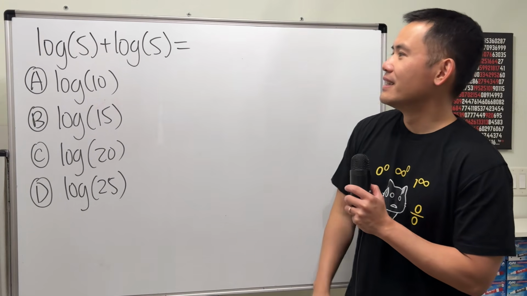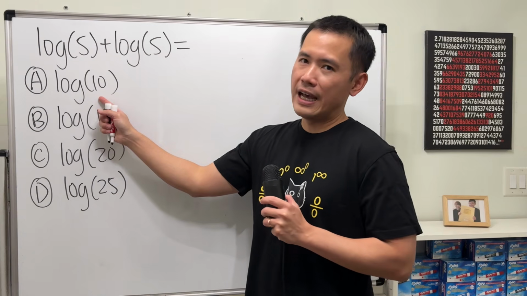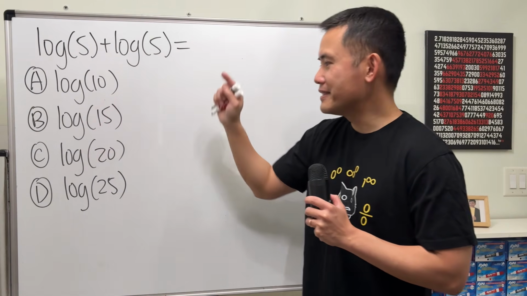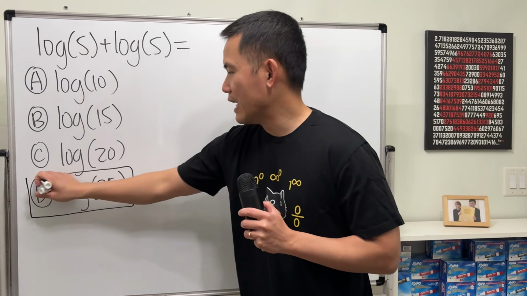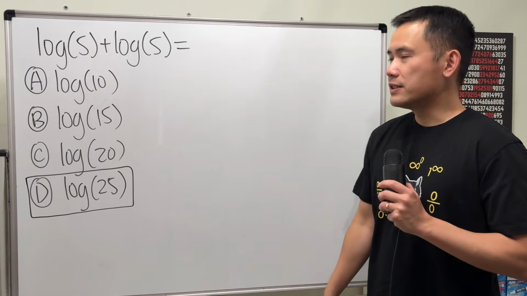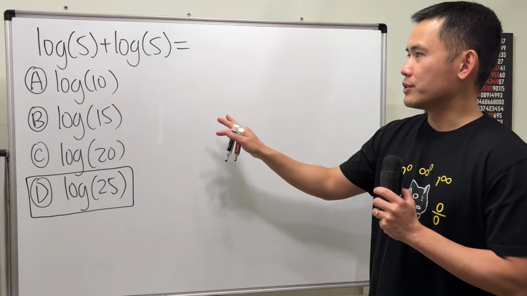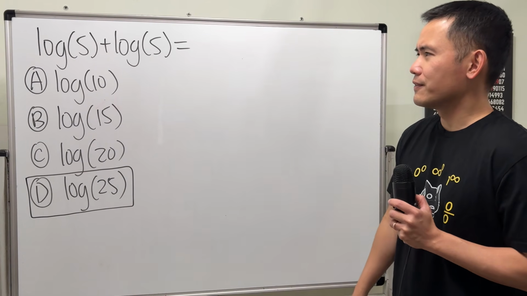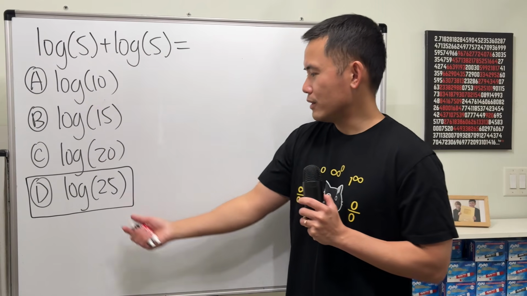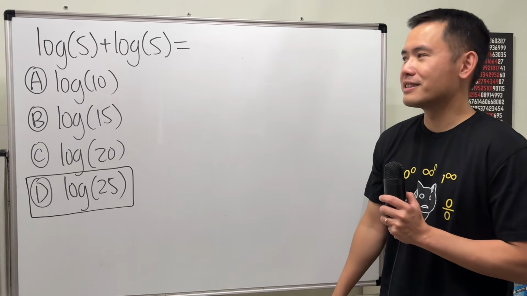Ready? Okay. So of course, 5 plus 5 is 10, but that's actually not the answer. The answer is D, log of 25. And if this is the first time you are seeing logarithmic questions like this, you will be really surprised because why not? 5 plus 5 is 10. All of a sudden we get 25. Like, how is that possible?